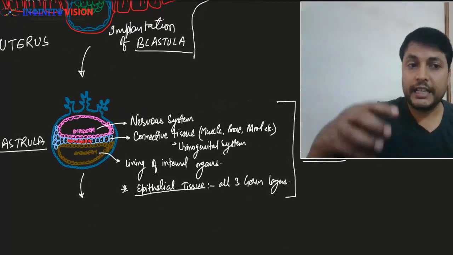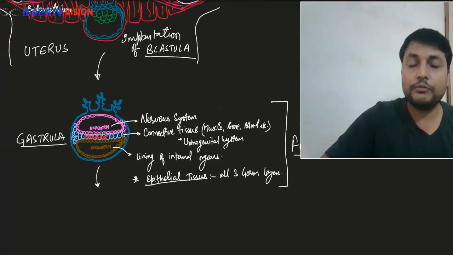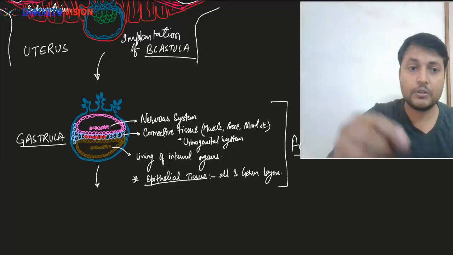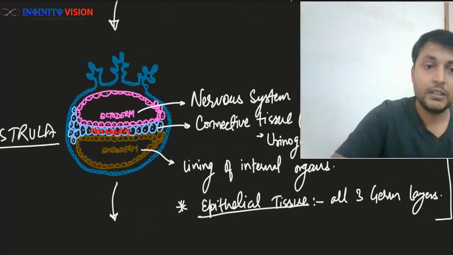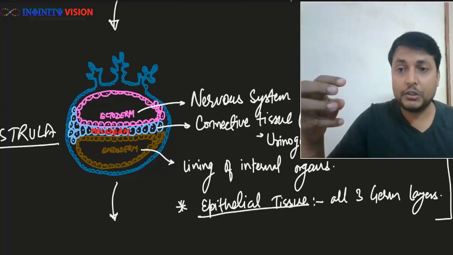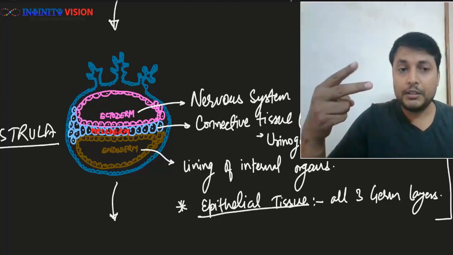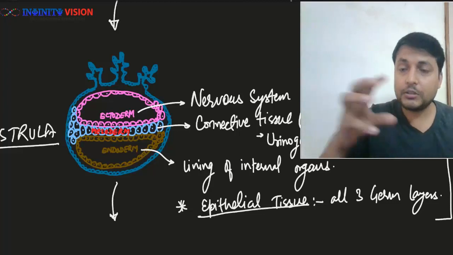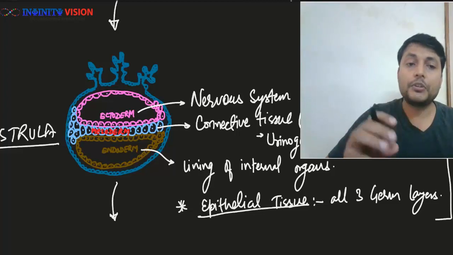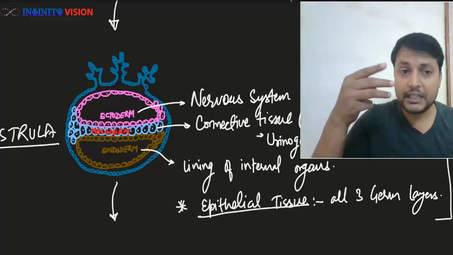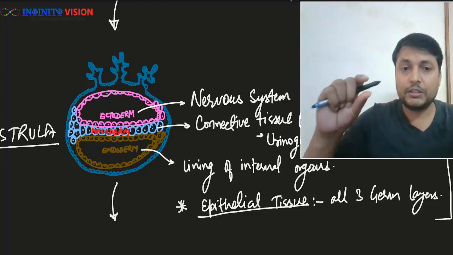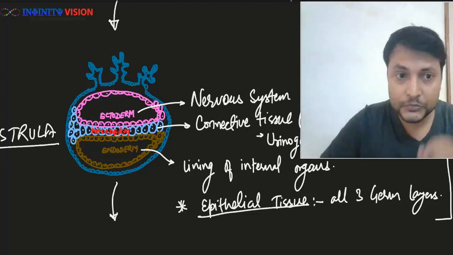In gastrulation, the inner cell mass cells differentiate into three types: ectoderm, mesoderm, and endoderm, and they move in a particular fashion through two types of movement, epiboly and emboly. This is all we saw in the previous class. As a result, the three germ layers, ectoderm, mesoderm, and endoderm, are formed in a plate.